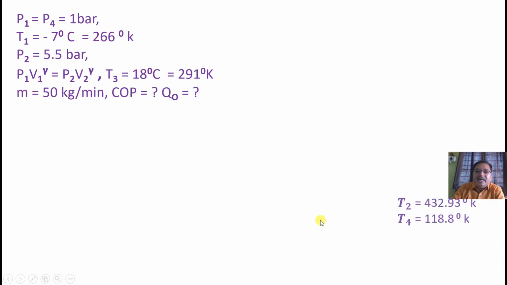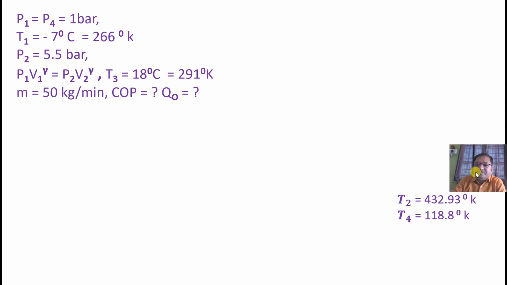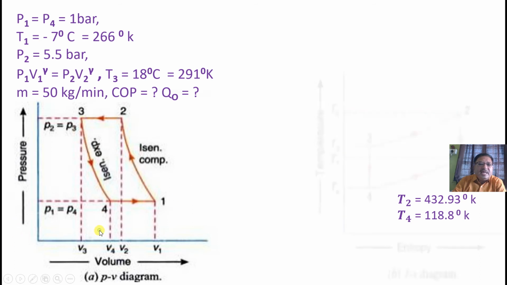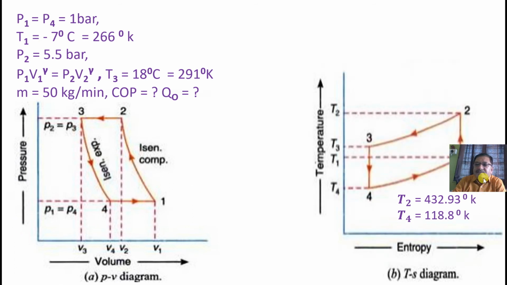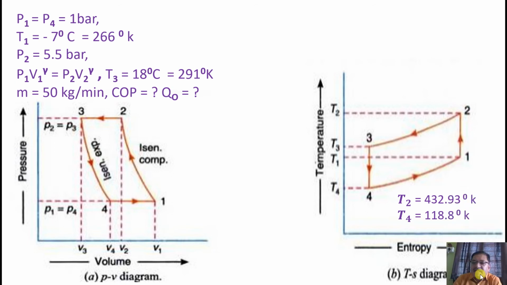Now again let us go ahead in this problem. These are the given things, and these values T2 and T4 we have found out. So now this is the PV diagram, this is the TS diagram. So let us go ahead to solve the problem.